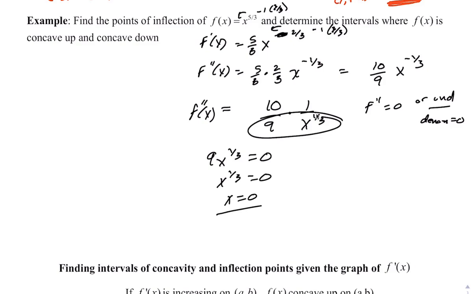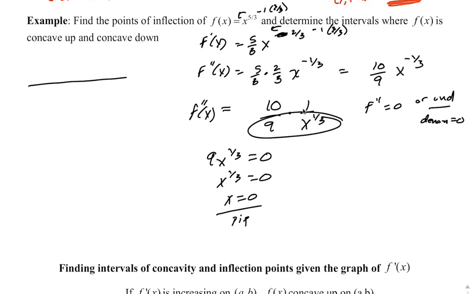So that's my possible inflection point. Remember, it's a possible inflection point, so I gotta see if there's a sign change there. So let's do a sign chart. I wouldn't be able to graph this one. I mean, it looks weird. So let's do a sign chart.